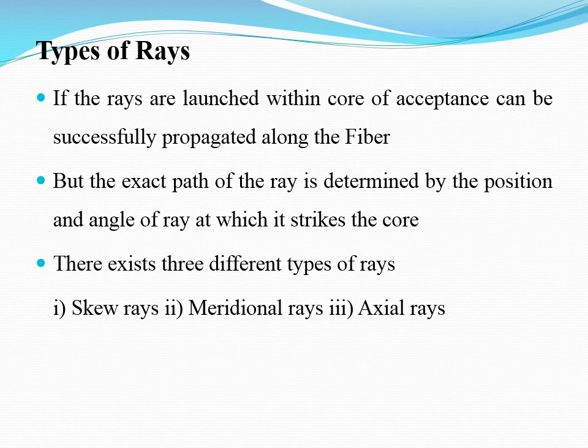Depending on this, we have three different types of rays which can be used in an optical fiber. But due to some drawbacks or limitations, we are able to use only two types of optical rays. So here we consider three different optical rays: skew rays, meridional rays, and axial rays. These are the three rays which are used in the optical fiber.